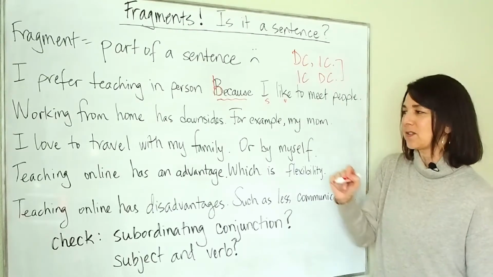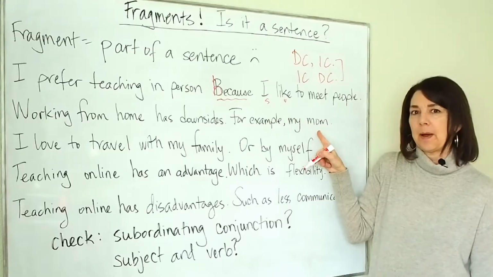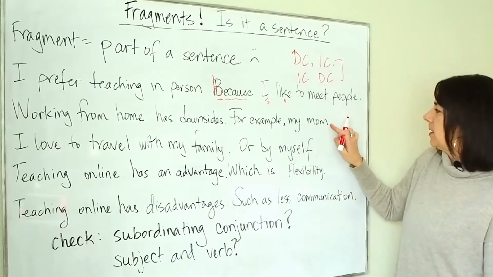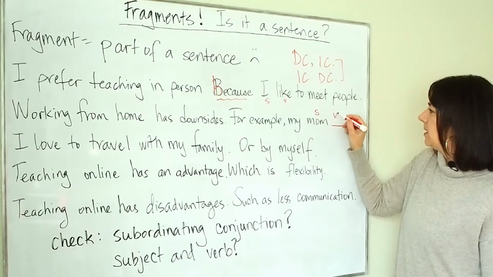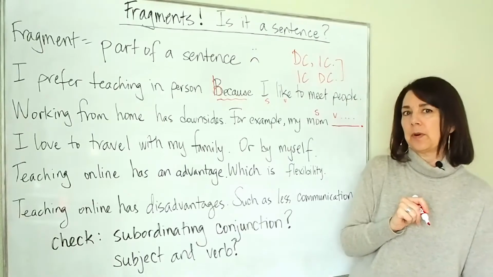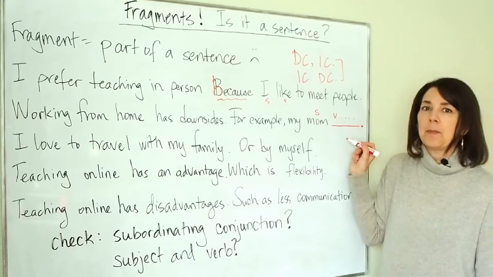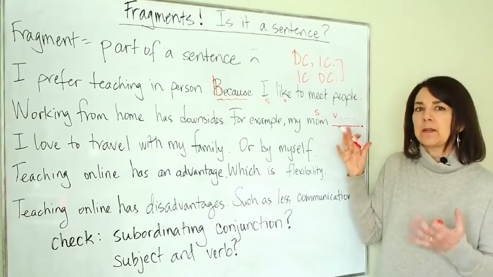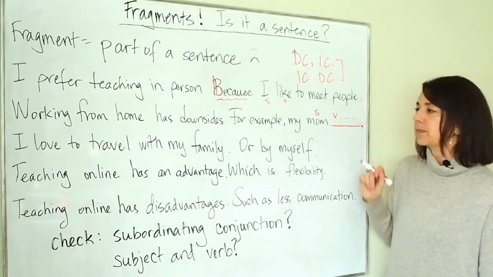Okay, let's look at the next one. Working from home has downsides. For example, my mom. So what we need to do here is just finish the sentence. My mom will be the subject. We need to add a verb and probably some more information. We could say, for example, my mom works from home and has some experience with the disadvantages. And then we would continue.